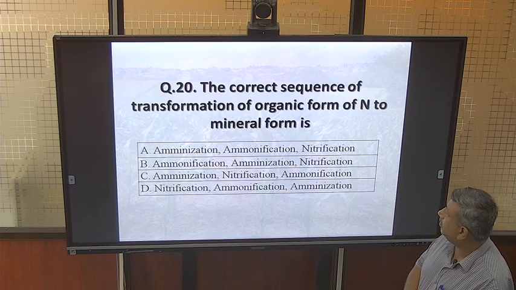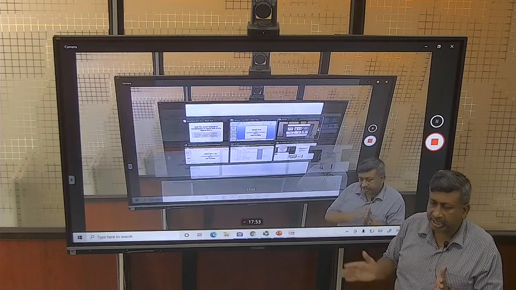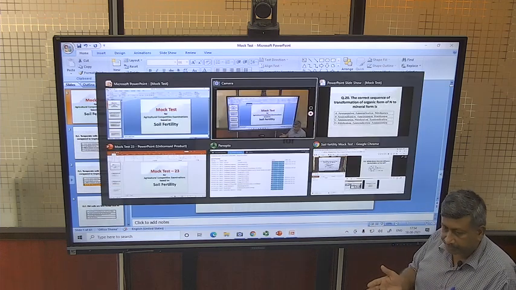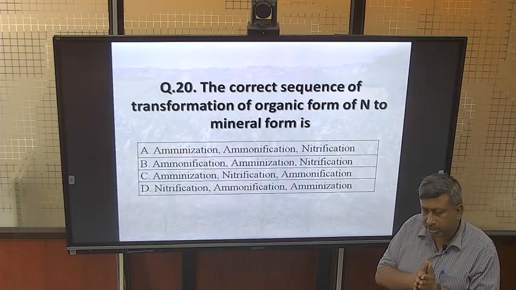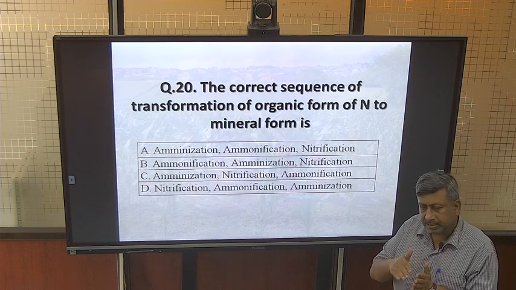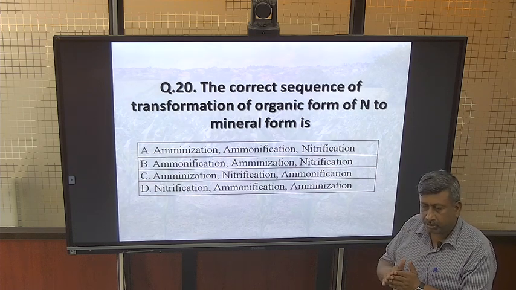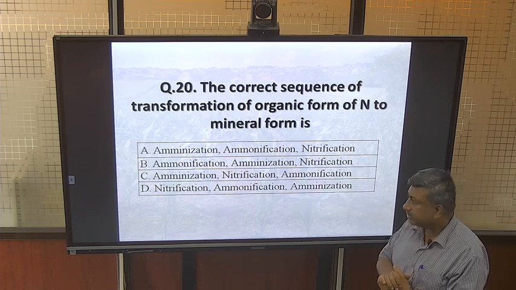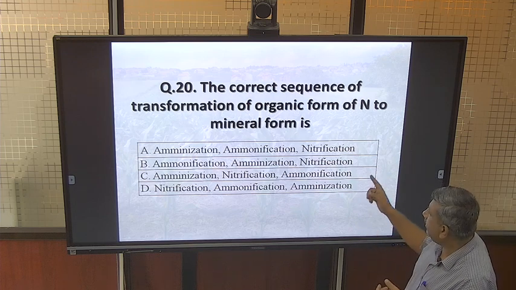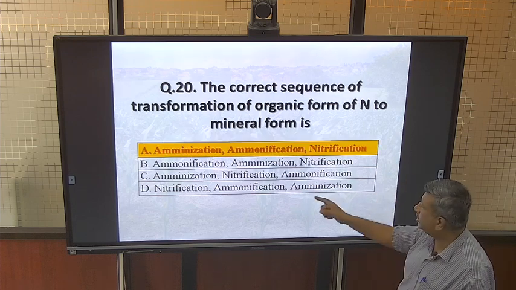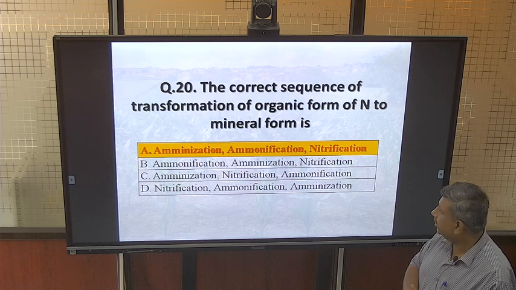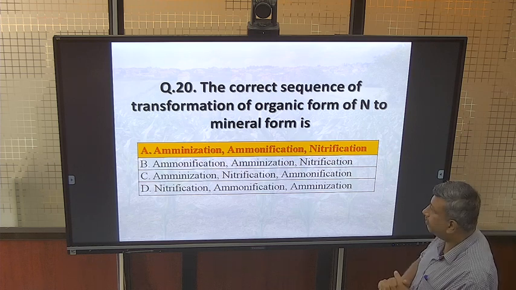Next, the correct sequence of transformation of organic form of nitrogen to mineral form. When there is organic matter mineralization, then there is a sequence in which nitrogen is released. First organic matter is decomposed, amines are formed, then amines are converted into ammonium and ammonium is converted into nitrate. This sequence is aminization of amines, then ammonification, ammonium ion is formed, then nitrification, nitrate ions are formed. So, correct sequence is aminization, NH2 group is formed, ammonification, NH4 is formed, then nitrification, NO3 is formed.